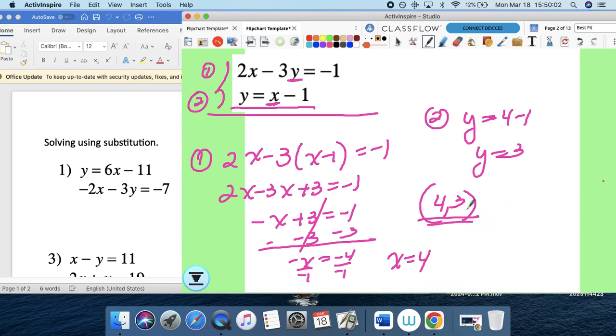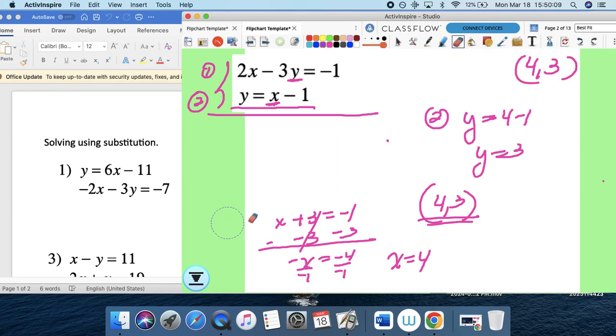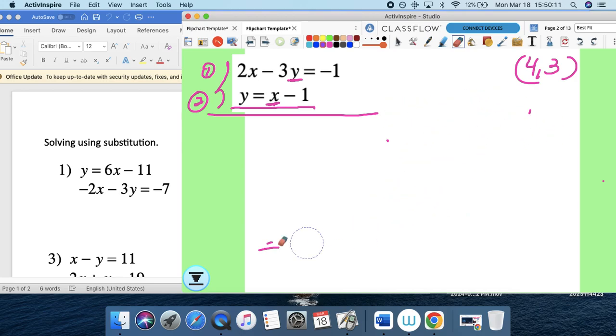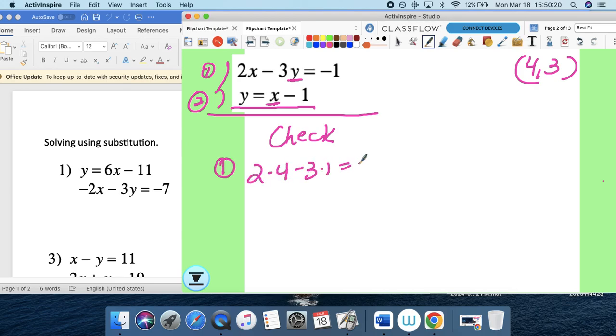And that satisfies, hopefully, both equations. So let's check. Let me just rewrite this over here. Let me erase this. I'll do my check. Equation 1: 2 times 4 minus 3 times 3 should give me negative 1. Sorry, that's a 3 here. 2 times 4 is 8. 3 times 3 is 9. And if you do 8 minus 9, you get negative 1, which equals negative 1 on the other side. So equation 1 worked out.